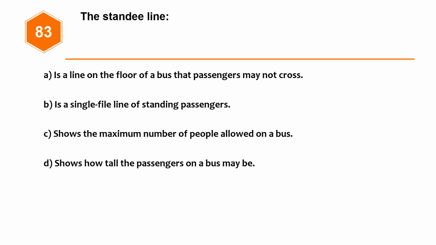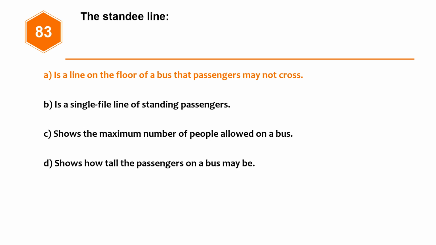Question 83. The standee line. Option A is a line on the floor of a bus that passengers may not cross. Option B is a single-file line of standing passengers. Option C shows the maximum number of people allowed on a bus. Option D shows how tall the passengers on a bus may be.